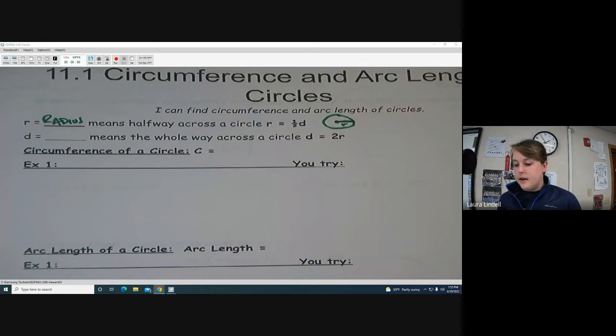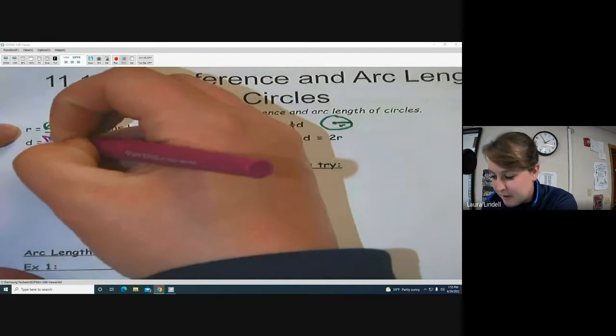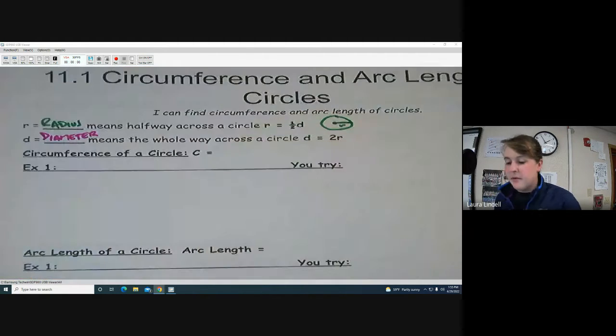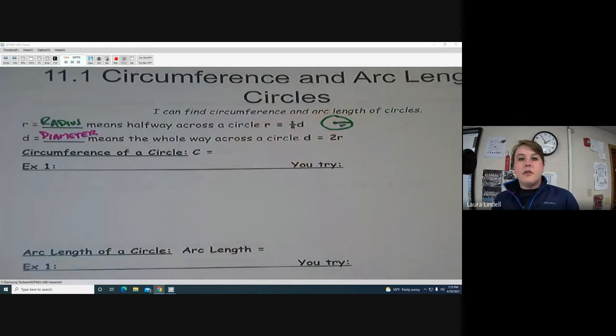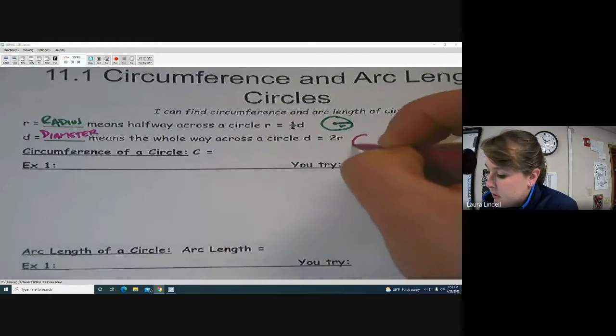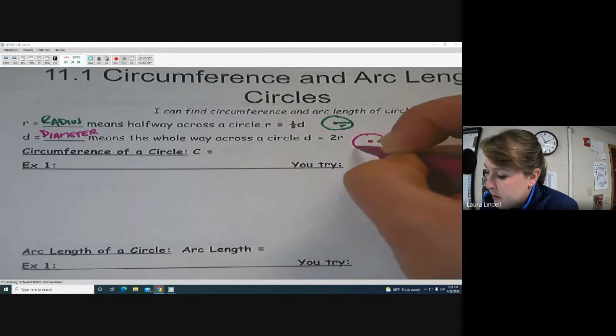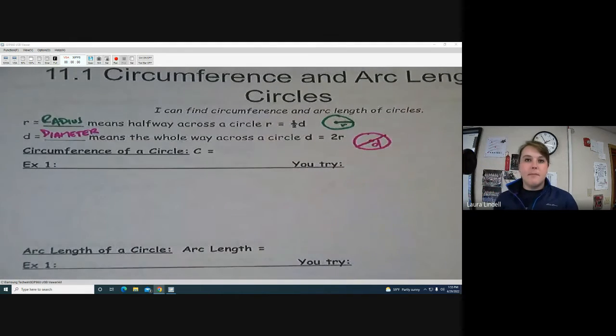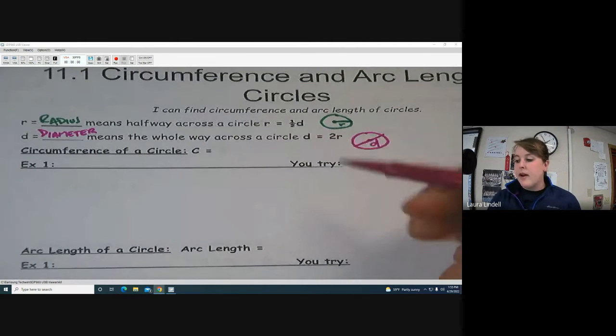And then the D stands for diameter. D-I-A-M-E-T-E-R. Well, close. All right. That means the whole way across the circle going through the center. So if our center is there, going all the way across the circle through the center, that length would be the diameter. All right. So the diameter and the radius have this relationship that one of them is twice as long as the other. The diameter is twice as long as the radius.